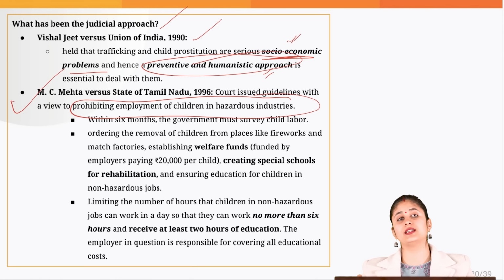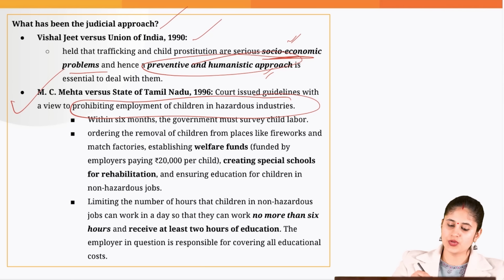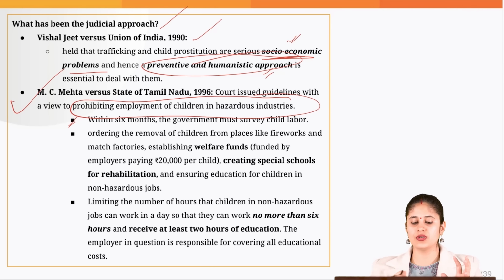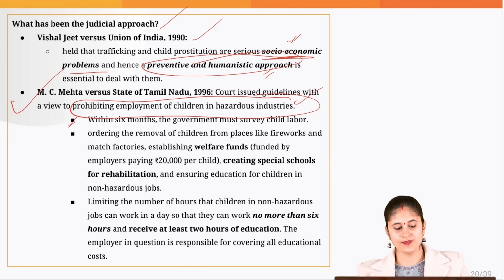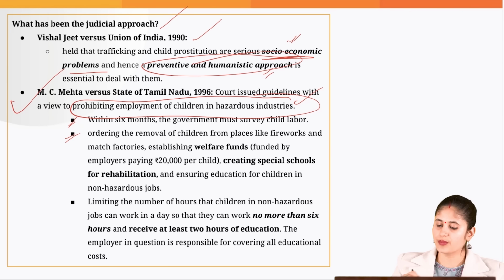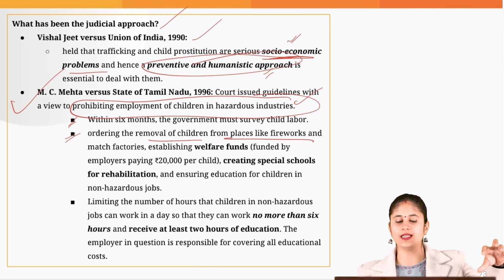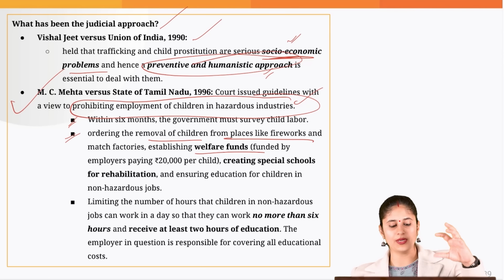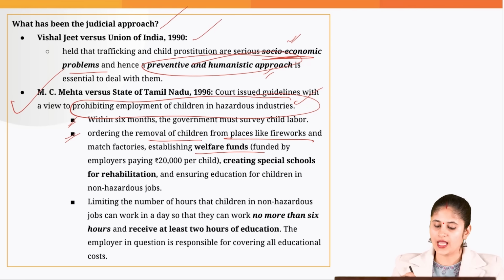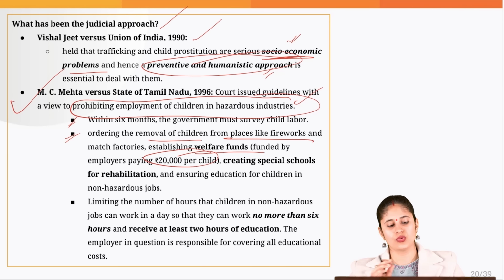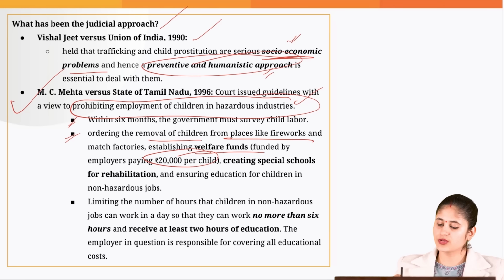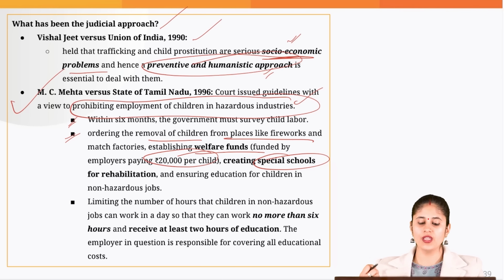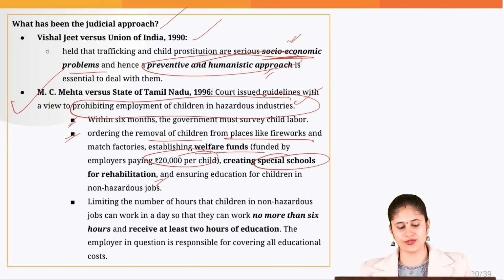Then in MC Mehta versus State of Tamil Nadu, the 1996 verdict of the Supreme Court basically prohibited the employment of children in hazardous industries. The Supreme Court stated that within 6 months the government should carry out a survey of how many children are engaged in hazardous industries, and it ordered the removal of children from places like fireworks and match factories, which are considered hazardous industries. It talked about creating a welfare fund. If somebody is illegally employing children, that employer has to pay 20,000 per child. And it also talks about creating special schools for the children who have been rehabilitated from such hazardous industries.